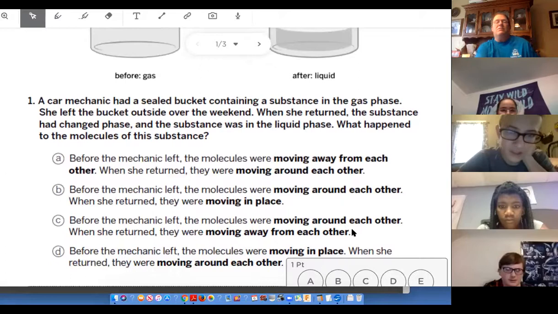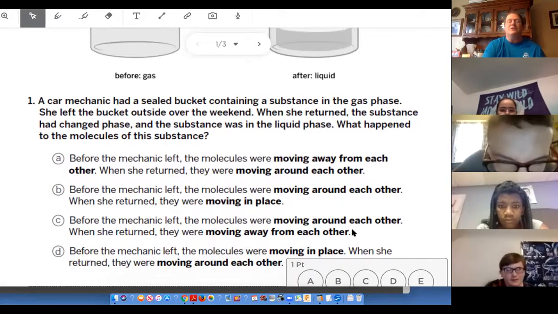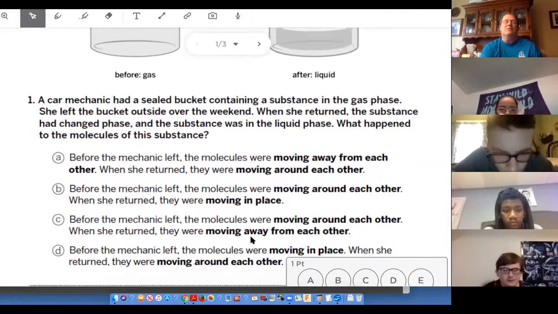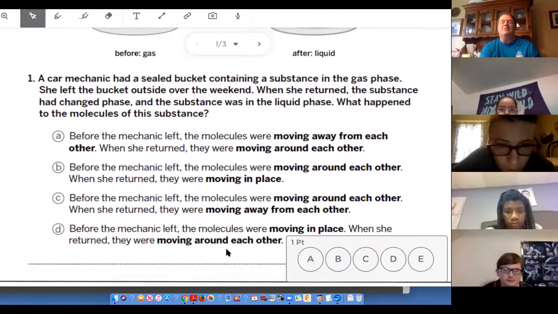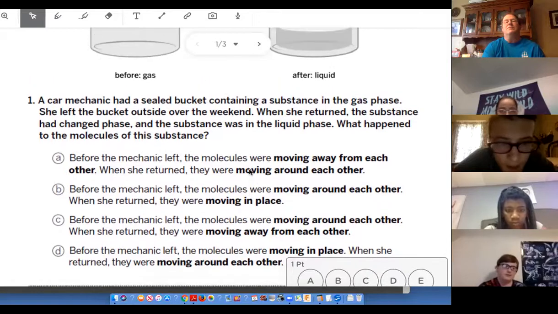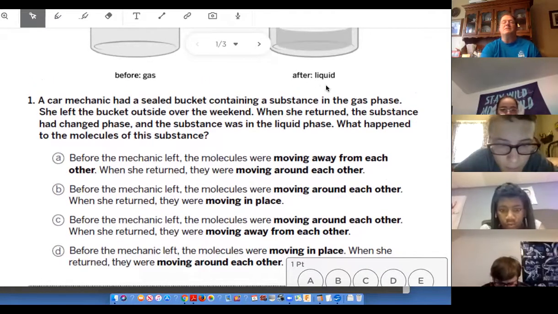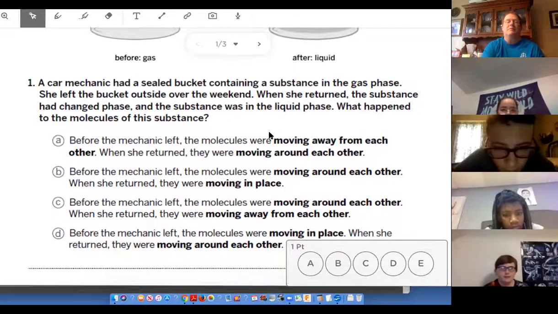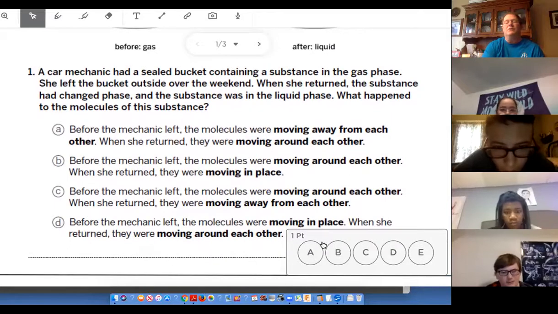C, before the mechanic left, the molecules were moving around each other. When she returned, they were moving away from each other. Or D, before the mechanic left, the molecules were moving in place. When she returned, they were moving around each other. So you have to figure out what's the difference between when it was a gas and when it was a liquid. And make sure you click whatever answer here you think.